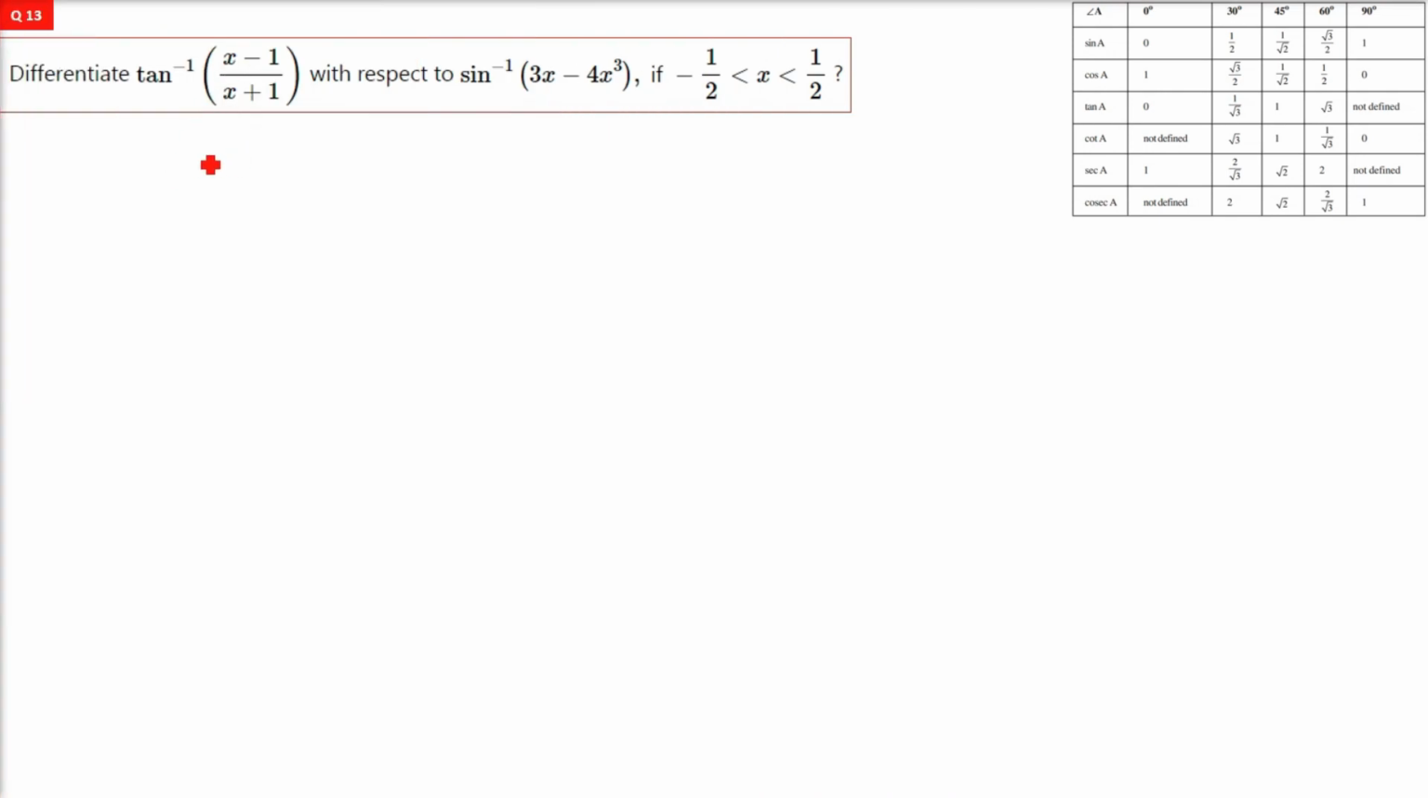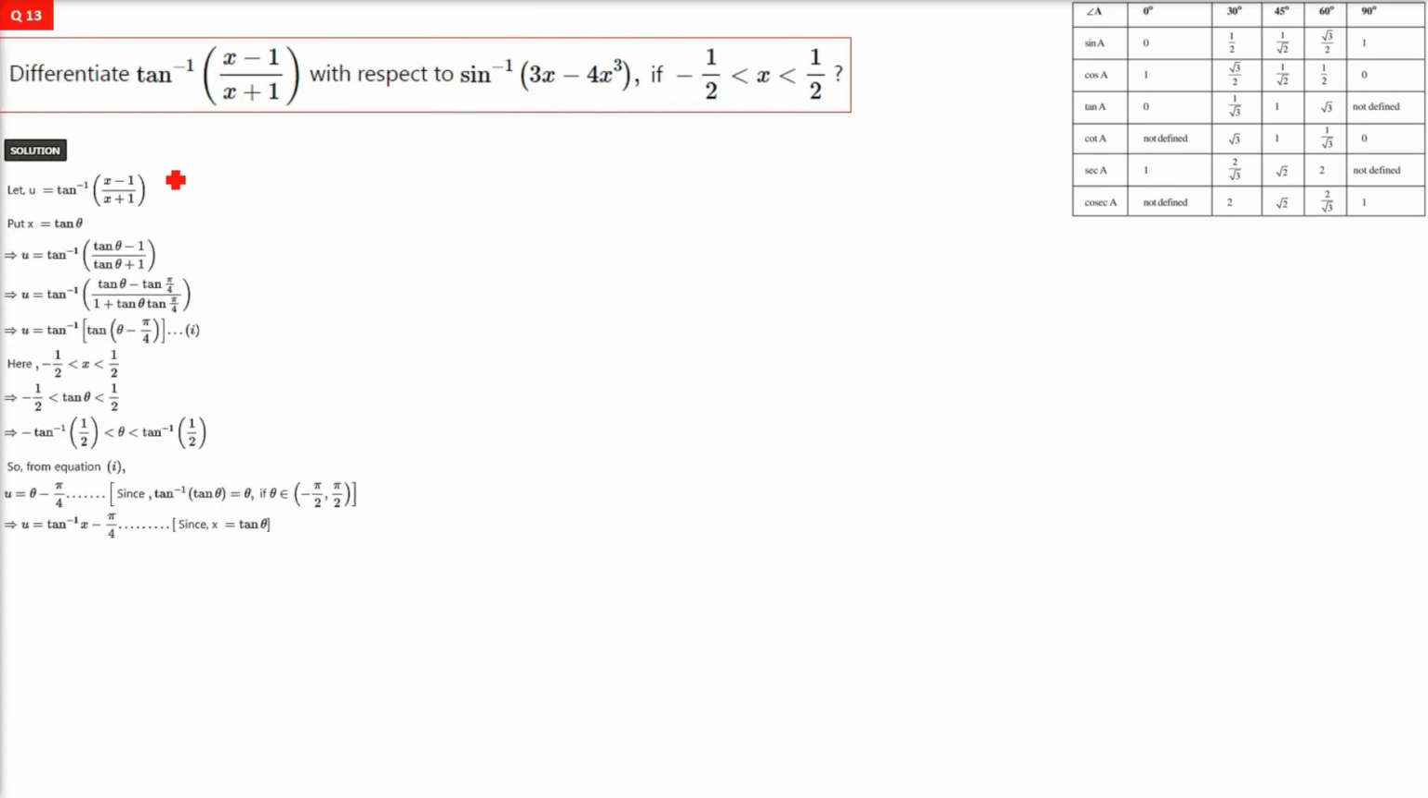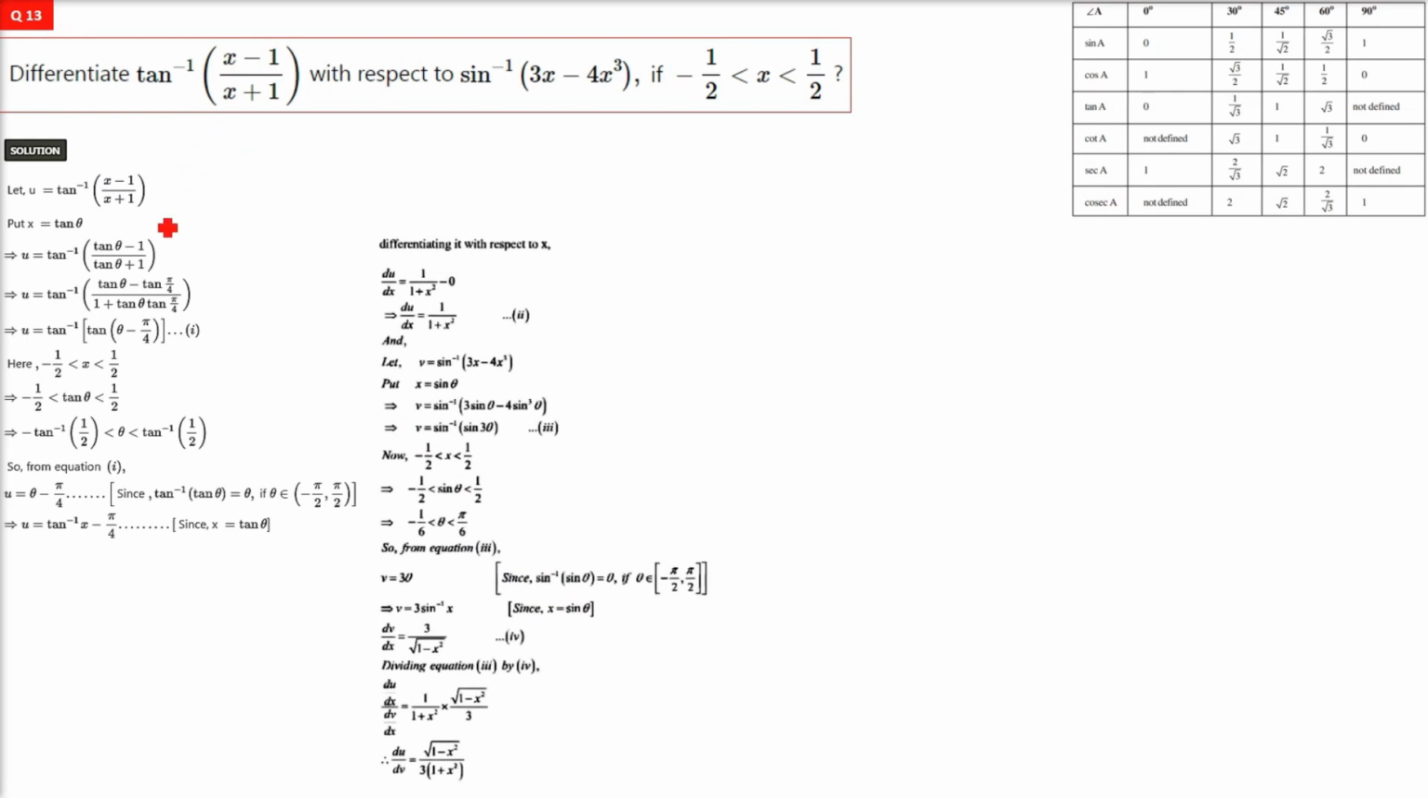Here, what are we going to put x as? Other things you already know. Now you see here, u is equal to this one, v is equal to this one. So u is tan inverse x minus 1 by x plus 1. So x you can take as tan theta. So theta is going to be equal to tan inverse x. Now theta is tan inverse x. So what are you going to get?